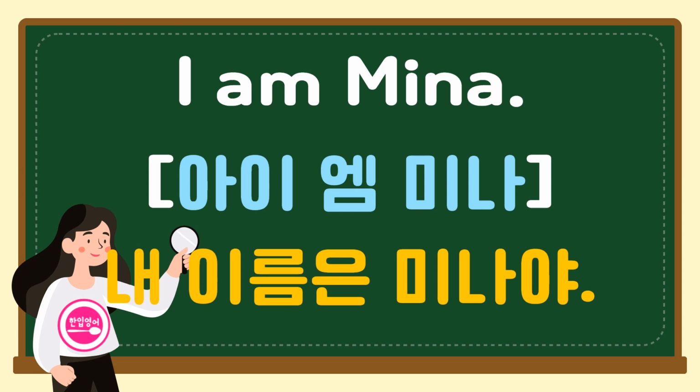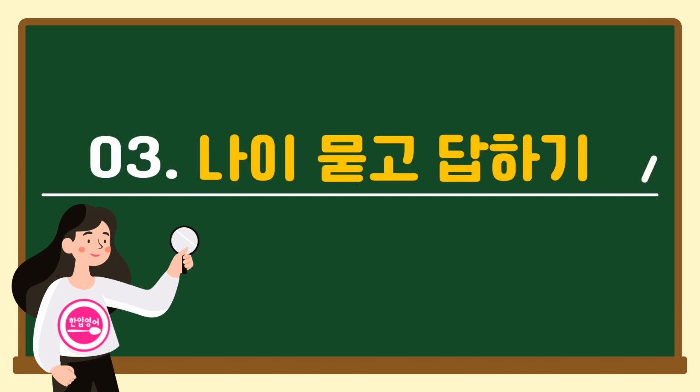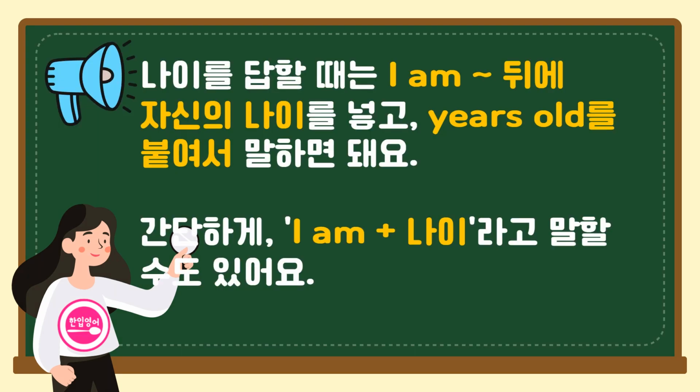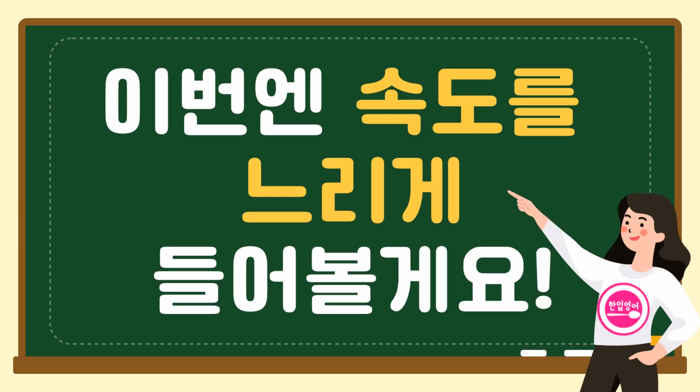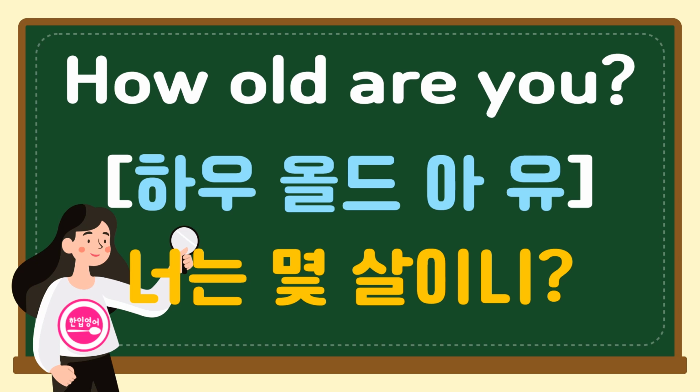나이 묻고 답하기. 나이를 답할 때는 I am 뒤에 자신의 나이를 넣고 years old를 붙여서 말하면 돼요. 간단하게 I am 나이로 말할 수도 있어요. 너는 몇 살이니? How old are you? How old are you?